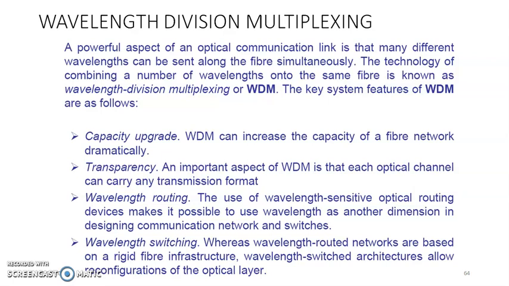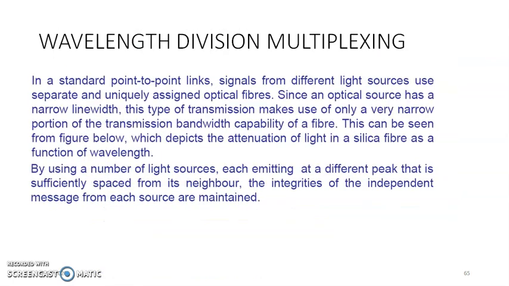Wavelength switching: whereas wavelength routed networks are based on a rigid fiber infrastructure, wavelength switch architecture allows reconfiguration of the optical layer. There are different switching networks that can be used for communication, either single way, double way, single hop, or multi hop. Then we will learn about various types of network architecture. So this is about wavelength division multiplexing.